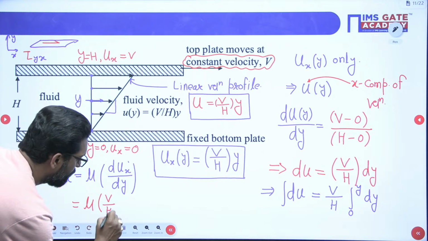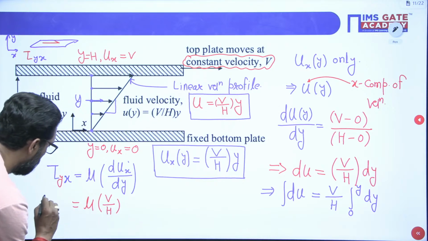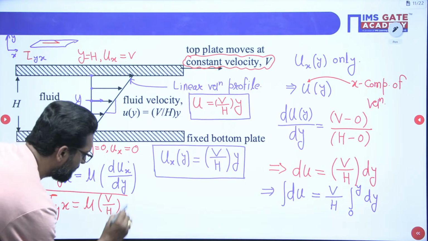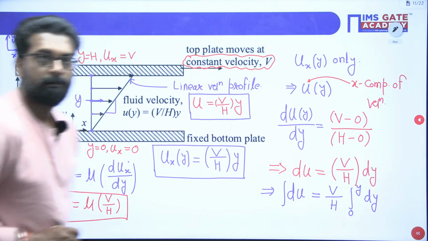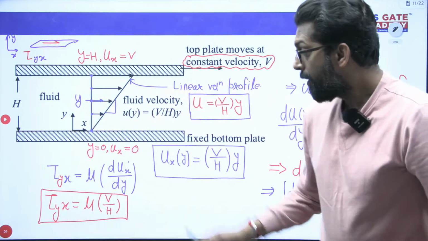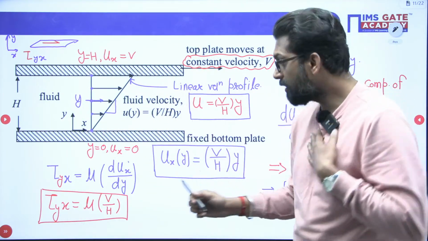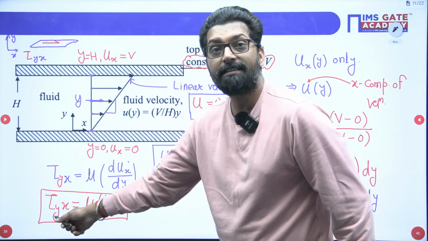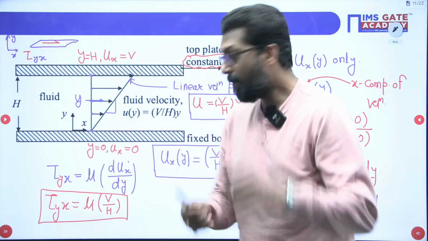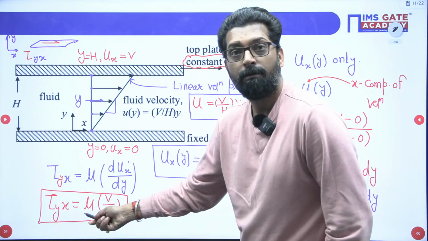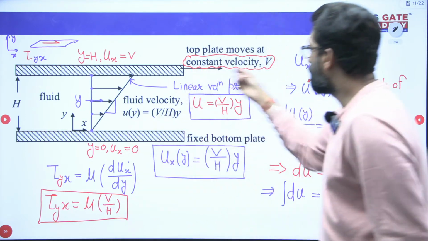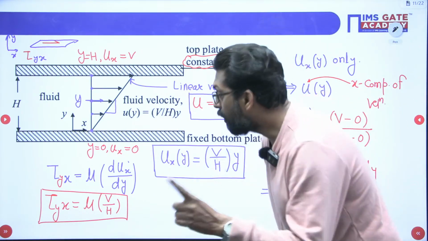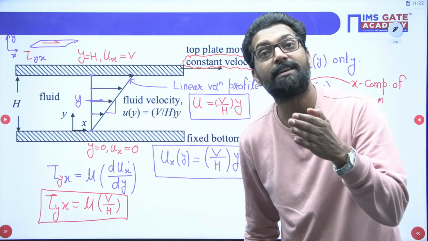My dear, see one thing, very important, I am telling you. Tau y x, this one. This was shear stress within that layer. Now, very important, I am telling you. What is the conclusion for that one? This is the shear stress variation in the layer. Now, my dear, mu is constant property, v is your constant velocity, and now h is constant. So, in the Couette flow, the shear stress variation is constant.